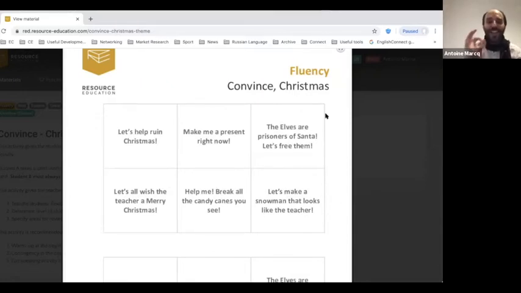Help me break all the candy canes you see. I like that one. That's basically asking our students to ruin Christmas. And let's make a snowman that looks like the teacher. That's going to be fun. So, 6 new convince cards, all Christmas themed.